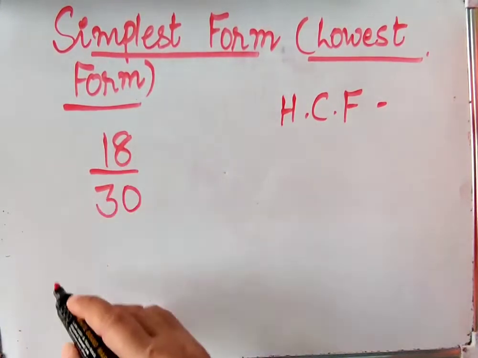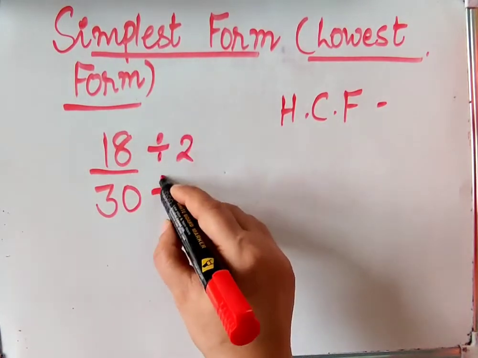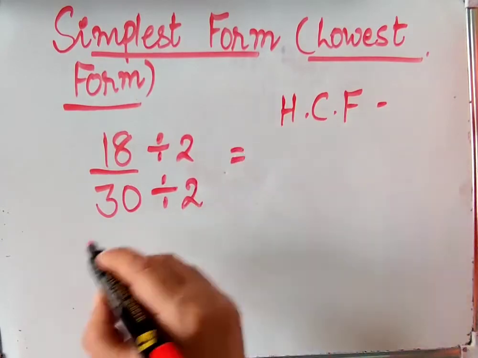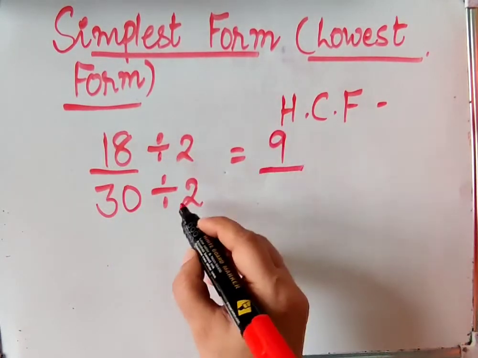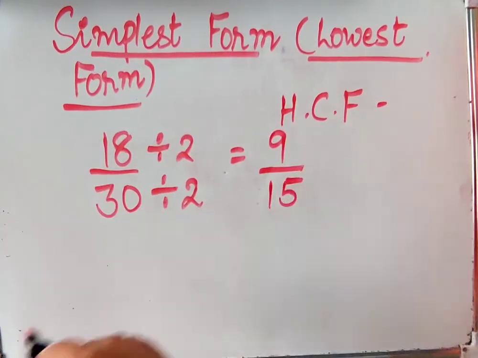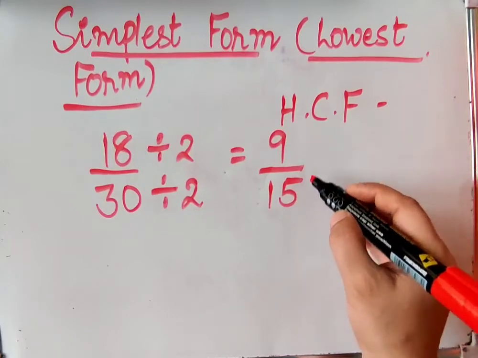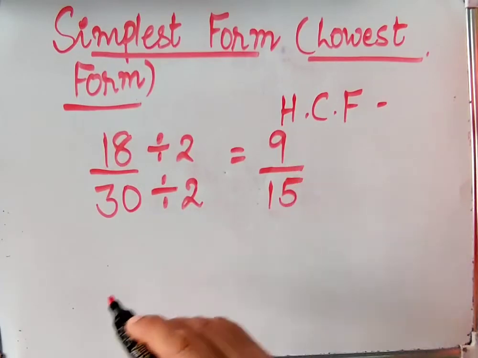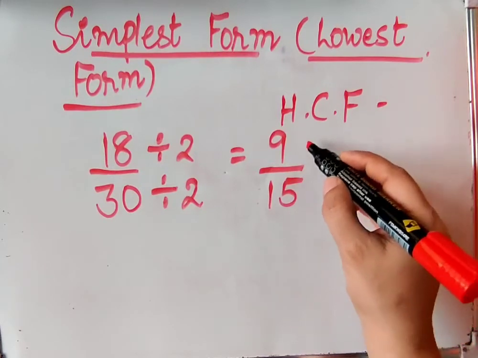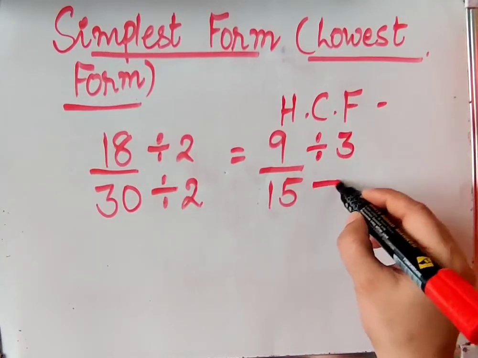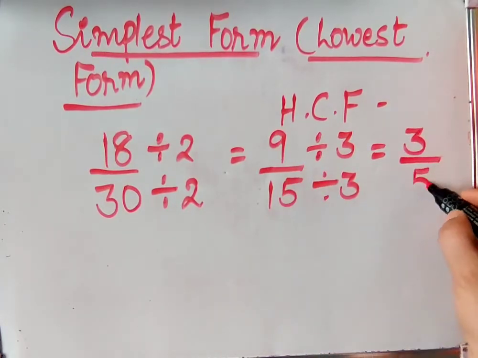Now I know that 18 and 30 come in the table of 2. Therefore, I will divide both the numbers by 2. I will get an equivalent of 18 by 30. 2 nines are 18, 2 fifteens give me 30. Now 9 and 15 again I can divide by 3, since 3 is a common factor. These are multiples of 3. So dividing by 3, 3 threes are 9 and 3 fives are 15.